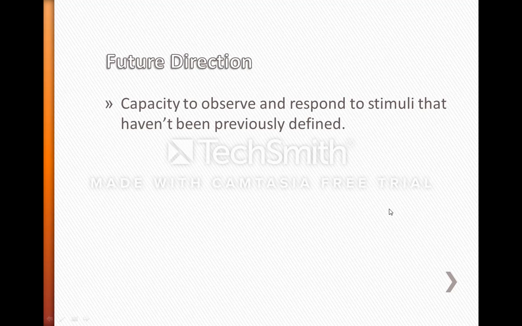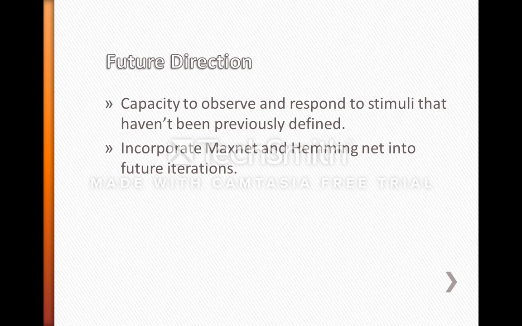So a lot of our future direction on how this project might be taken stems from what Morgan just laid out in limitations. The project itself only has the capacity to observe certain specific stimuli that we defined at a prior moment in time. So it doesn't really have the versatility of other neural networks or your own mind. It might be a good idea to incorporate some of the things we saw earlier in the MaxNet or Hamming model, and this might be able to solve that problem of being able to respond to stimuli that have not been previously defined.